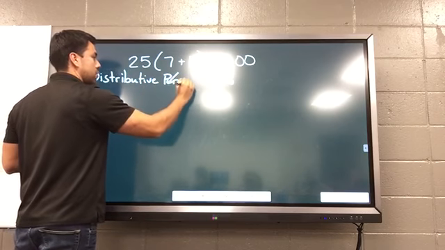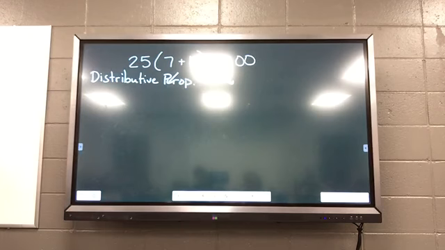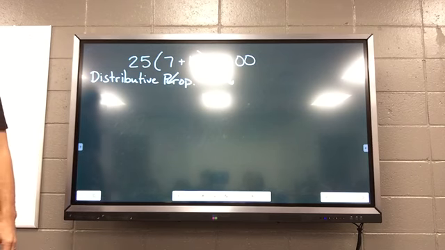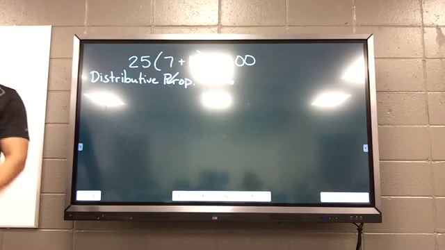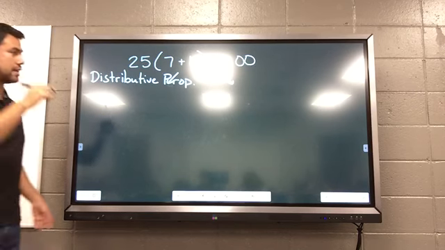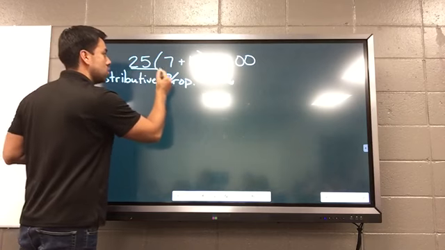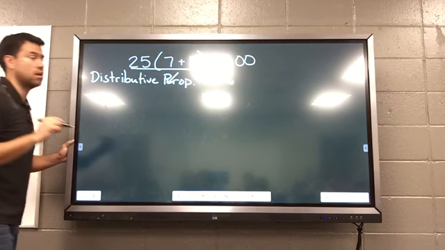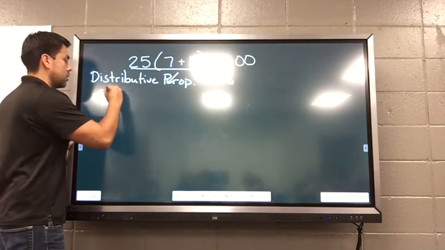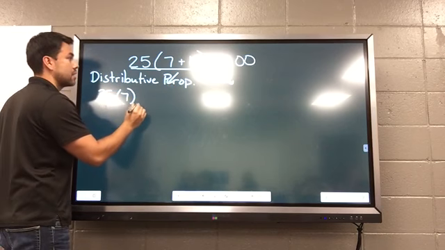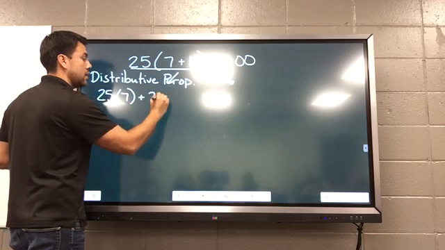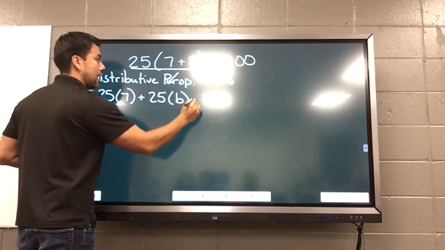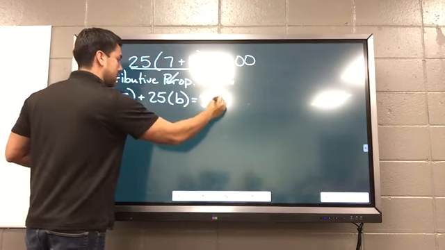property. Distributive property. Do you guys remember, I think it was the second IXL exercise, doing "click the property that is being shown here"? Commutative, associative, distributive, identity. So does anyone know how to use the distributive property here on the left side? How would you do that? Maybe 25 times 7. 25 times 7. And 25 times B. Good. Plus 25 times B. And it still equals 300 because it's still the equation.